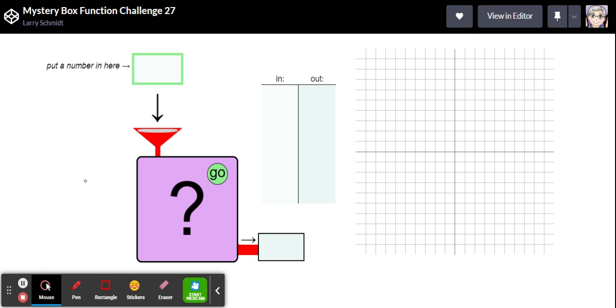There's a link in the description where you can get to this page and put in as many numbers as you like until you think you've got an idea about what that math is. Pause the video while you do that, then come on back here and see if I come up with the same idea. All right, we're going to start with a 0.